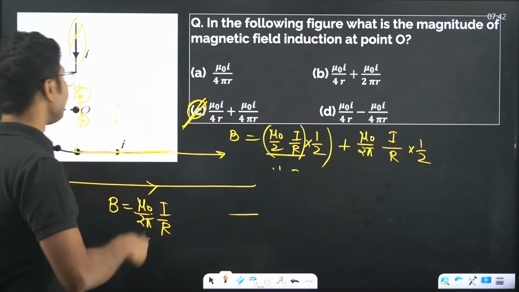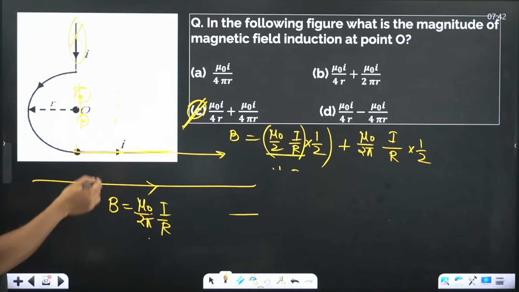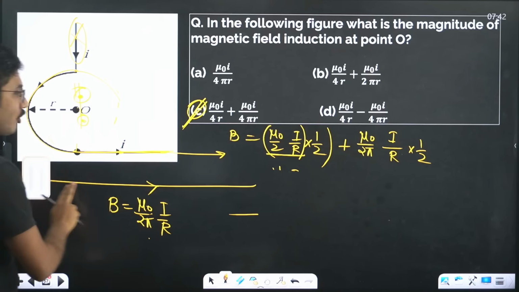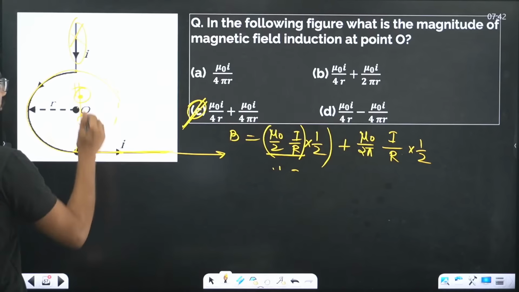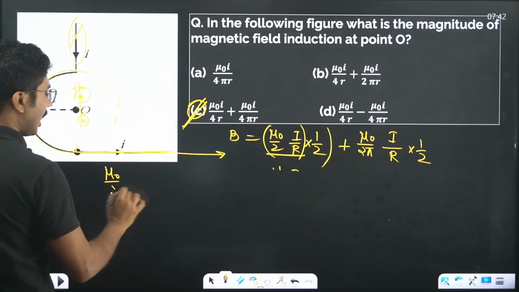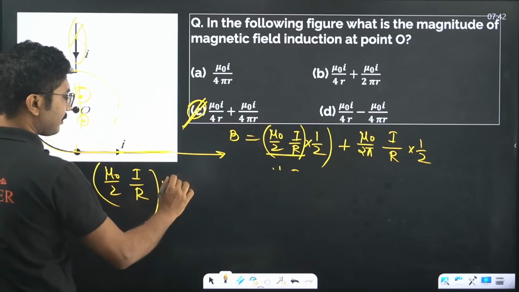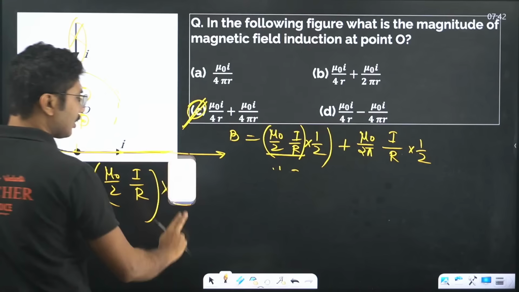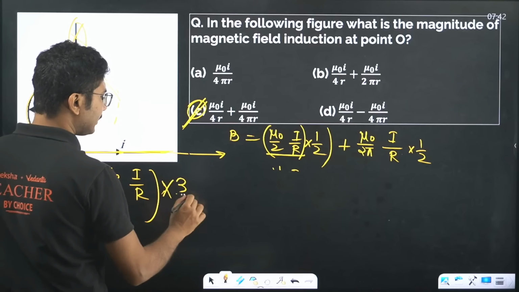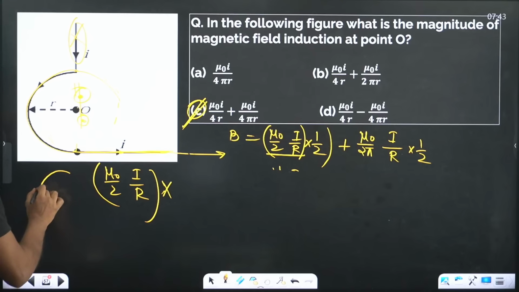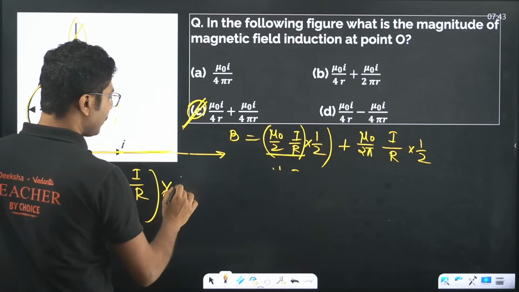Now in some cases, you may see that the circuit is not complete; half of the circle is there or a quarter of the circle is there. For a complete circle, the formula is mu naught I by 2r. If the circle is half, you have to multiply by half. If the circle is 3/4, you multiply by 3/4. If only a quarter is there, like this, suppose this is the circuit they have given, then it will be 1/4.